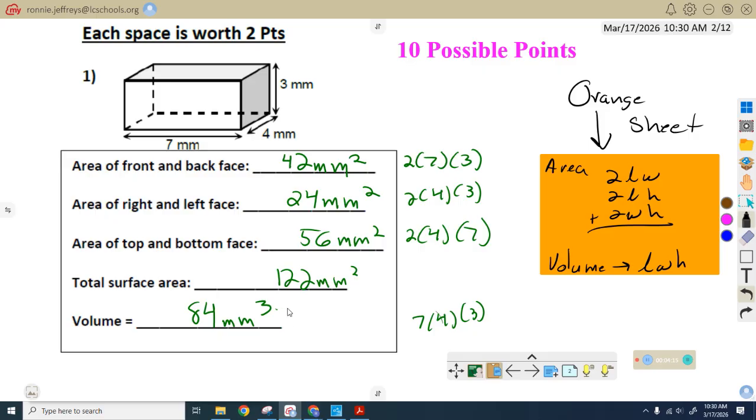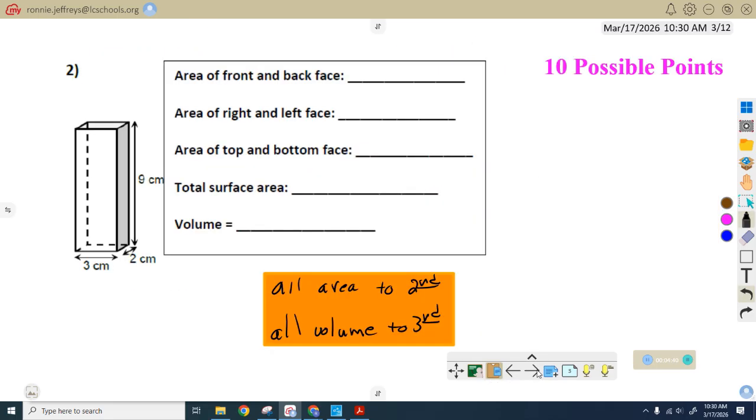I'm not saying to try to draw a 3D object. You can do whatever, but you can actually just have length, width, and height, just those 3 numbers. Number 1 and number 2 are right now worth 10 possible points, so this one row is worth 20 possible points. There's 5 questions, 2 points each.